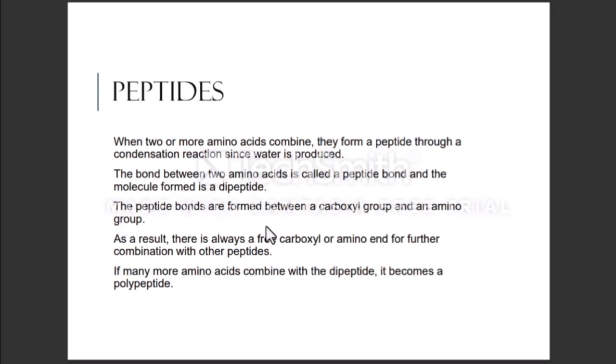Peptide bonds are formed between carboxyl groups and amino groups of two adjacent amino acids. As a result, there is always a free carboxyl or amino end for further combination with other peptides. So if many more amino acids combine, beyond a dipeptide, we call it a polypeptide, meaning we have a lot of monomer units, because it has a lot of amino acids.